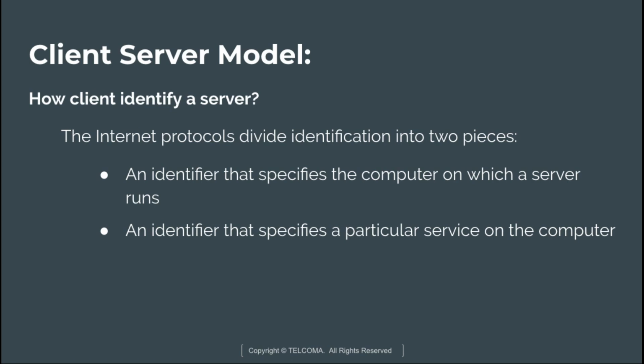Whereas for identifying a service, each service available in the internet is assigned a unique 16-bit identifier known as the protocol port number. For example, for email the port number is 25, and for World Wide Web the port number is 80. So in this way, they identify the server. For identifying the specific computer, it uses the IP address, and for identifying the particular service, it uses the port number.